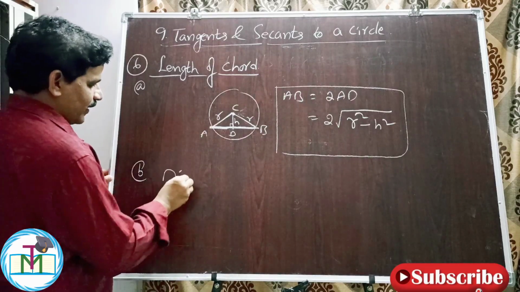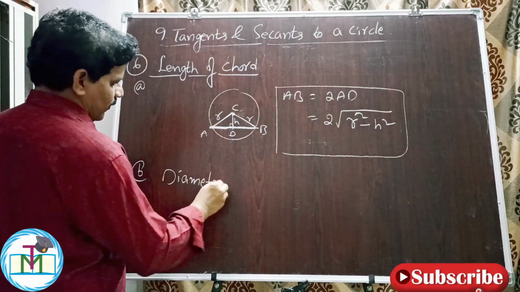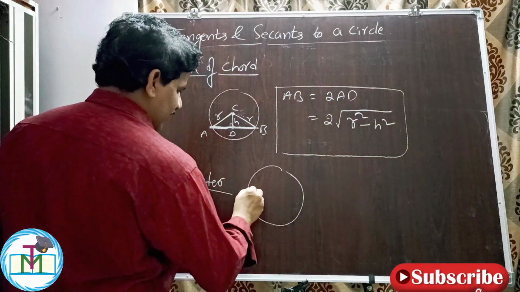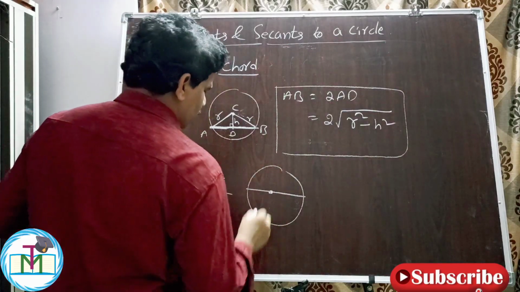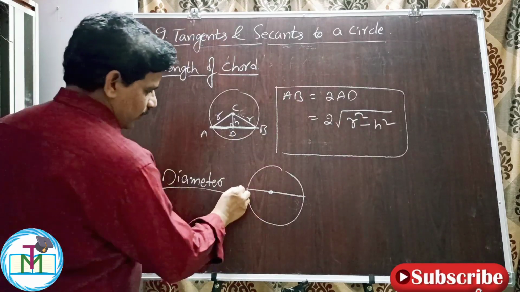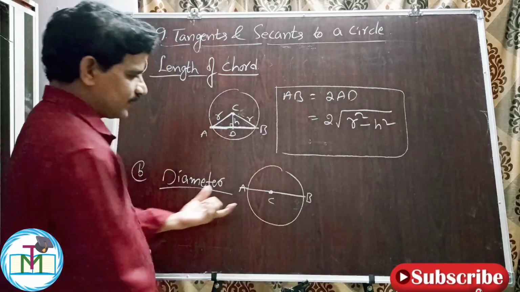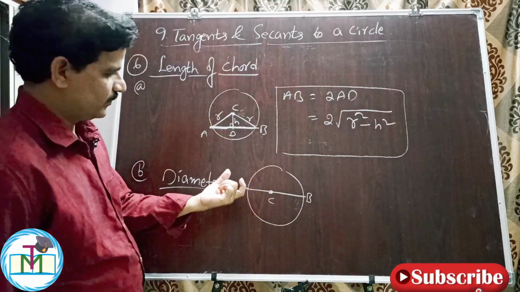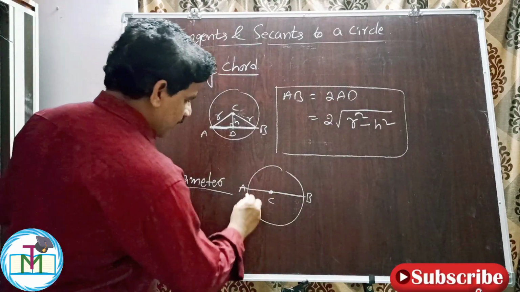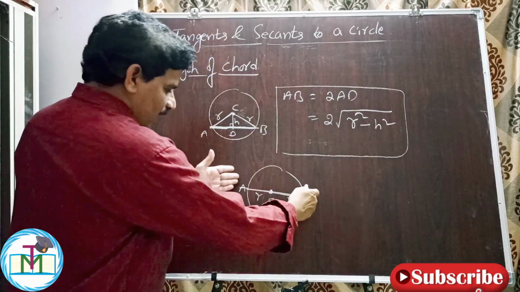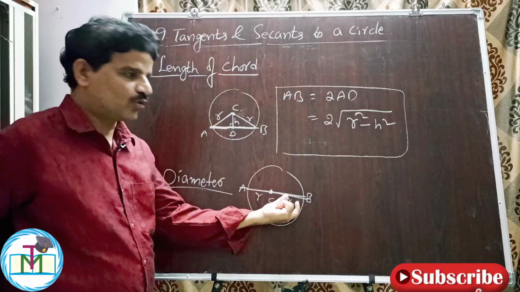The length of the diameter. What is diameter? Whenever the chord becomes diameter. So the chord becomes diameter. So here it is A, it is B. The secant line passes through the center. This is the major chord for the given circle. Therefore this AB is equal to, this is radius, this is radius. AB is equal to R plus R, 2R.